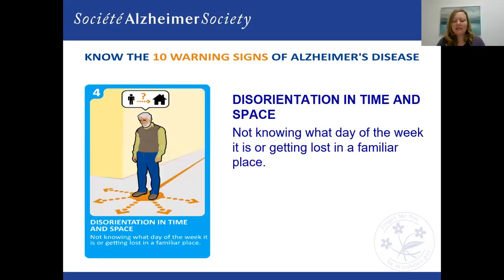The fourth warning sign is disorientation in time and space. Sometimes we forget the day of the week, or we forget our destination for a moment. But somebody living with dementia might become lost on their own street, or they may have trouble finding their way home from the grocery store that they've been going to regularly for the past two decades. They may find that they're becoming lost in familiar places that they've been to many times.